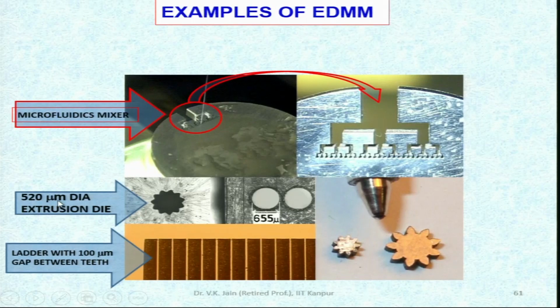Here you can see 520 micron diameter extrusion die. So, this particular die can be used for making micro components of micron size.